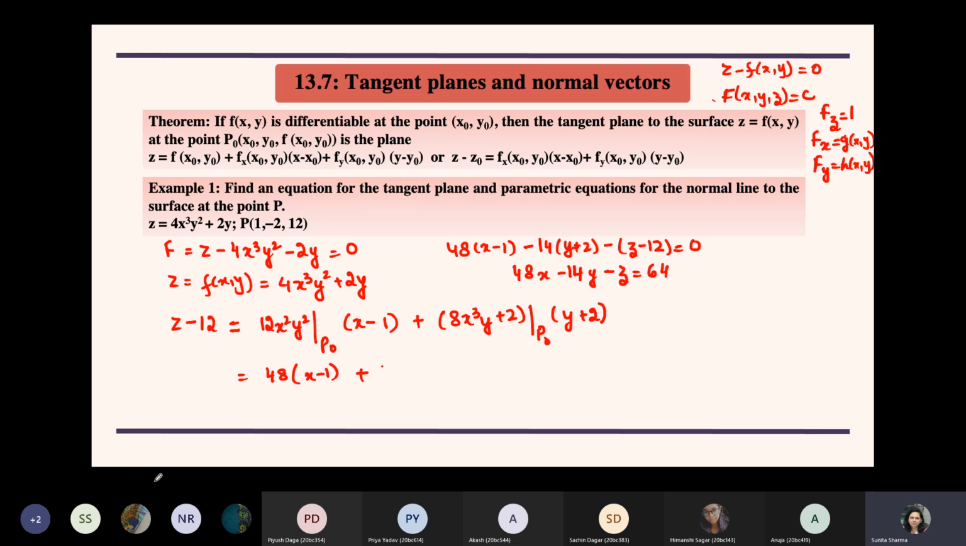And then you have y plus 2, and on the left side you have z minus 12. So if I take this z minus 12 on this side, I'll get the same expression. So this will also give me the same formula, 48x minus 14y minus z is equal to 64. Okay, so I hope this is fine with everyone.